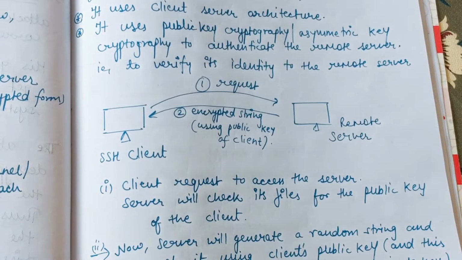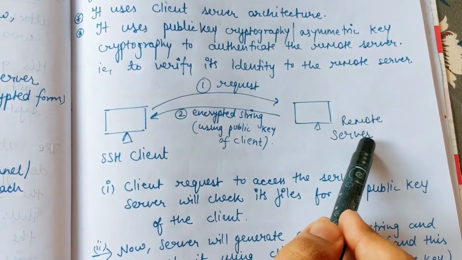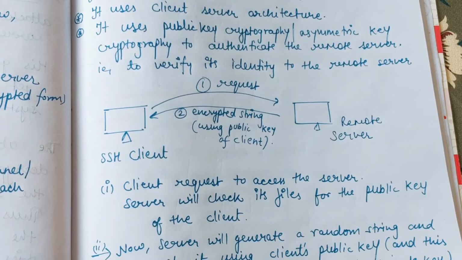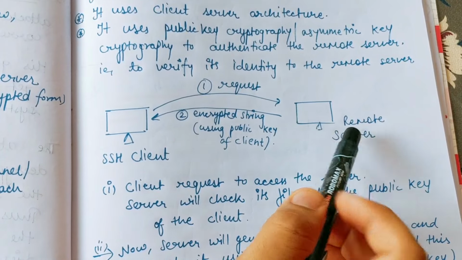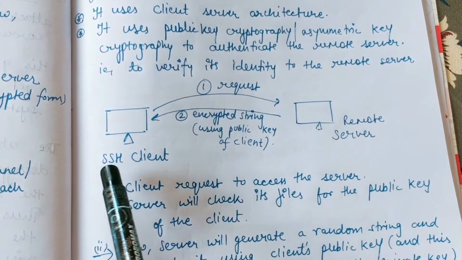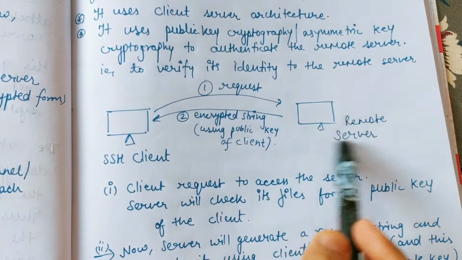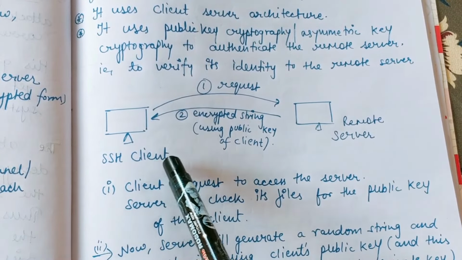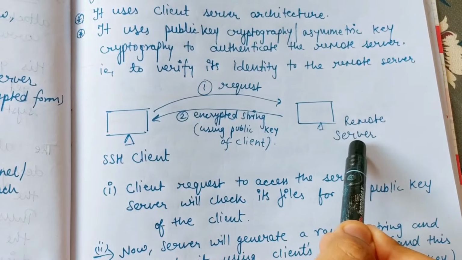Now guys, let us understand this thing with the help of a diagram. Suppose we have an SSH client, and we have a remote server. We want to access some files from this server. So first of all, we will send a request to this remote server. In order to know whether we are the authentic user or not, this remote server will first of all check our public key, because the public key is known to everyone, right? Then afterwards the server will check the public key in its files, right?